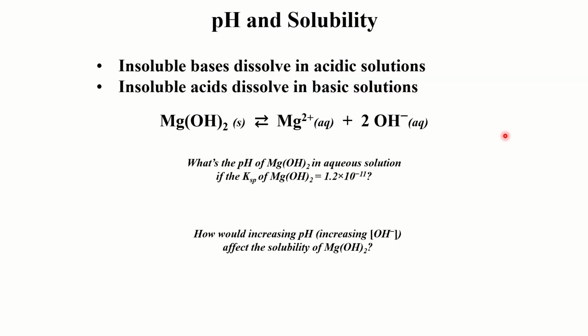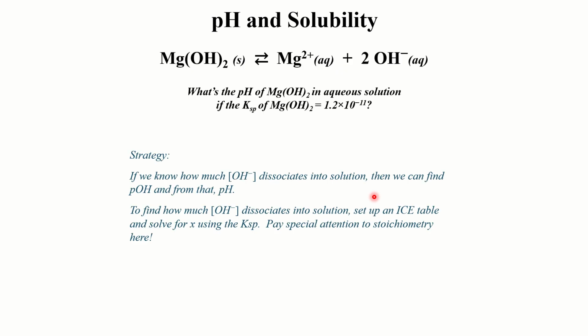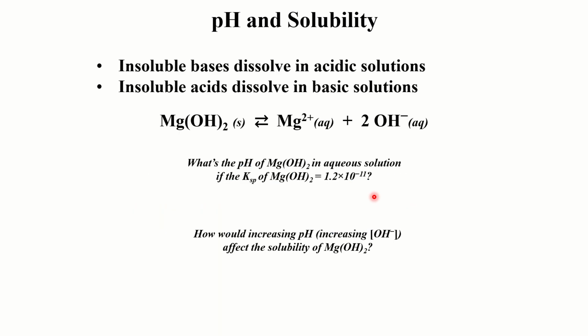All right, last type of problem to look at. This is on pH and solubility. Insoluble bases dissolve best in acidic solutions, and on the flip side, insoluble acids dissolve in basic solutions. You may be given a problem where you're asked, what is the pH of magnesium hydroxide in aqueous solution if the Ksp of Mg(OH)2 is 1.2 times 10 to the negative 11th?